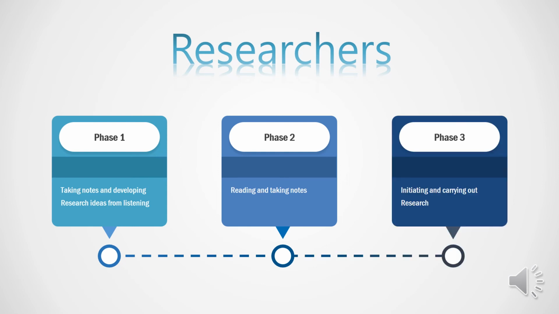Phase number 3 is initiating and carrying out research. As students become acquainted with various resources, they should begin recording in their logs ideas and questions that need further investigation. They will frame their research question, consider and list possible resources, and decide on the plan for the research itself. The students then launch their projects and carry them out.